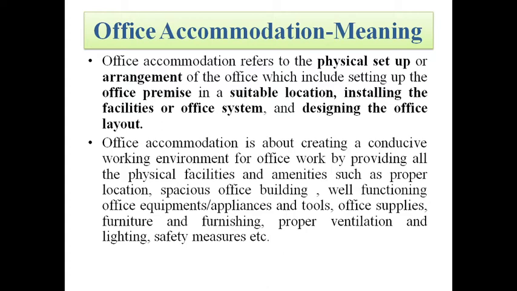So as I already told you, various types of physical facilities and amenities are required. Physical facilities and amenities like restrooms are provided to the employees. Then canteen facilities are there. Drinking water facilities are there. First aid boxes are there. Then a spacious office building. There should be sufficient space so that employees can move in a proper manner, and friction does not arise among them.